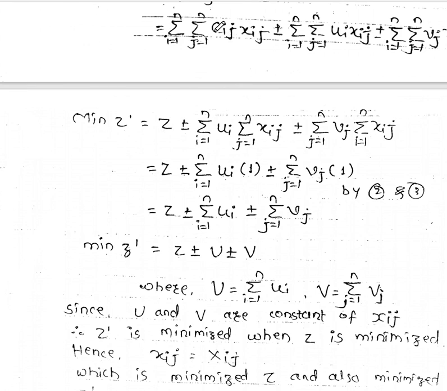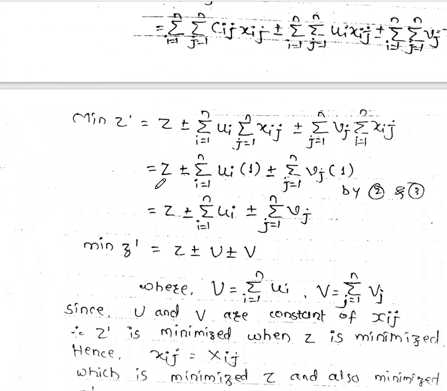The left hand side, minimum Z dash, is as it is. The first term is nothing but the value of Z by using the objective function. Then plus or minus summation i equal to 1 to n Ui into summation j equal to 1 to n Xij, plus or minus summation j equal to 1 to n Vj into summation i equal to 1 to n Xij. We separate by taking the summation of each term.